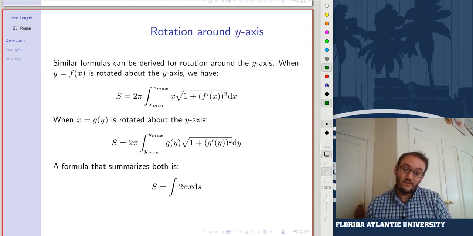And again, here this could either be x or g of y, and this could be either expression in terms of the arc length infinitesimal.